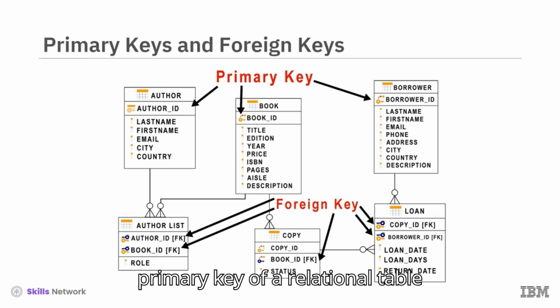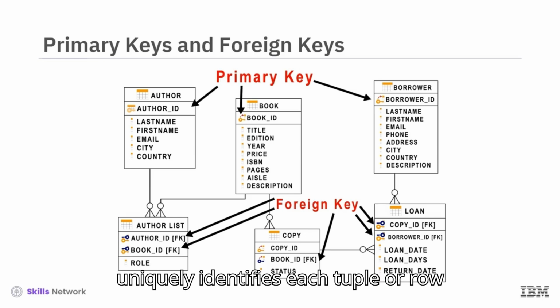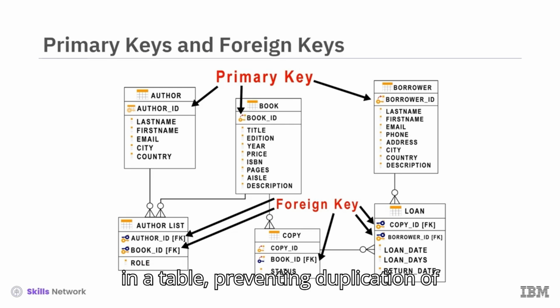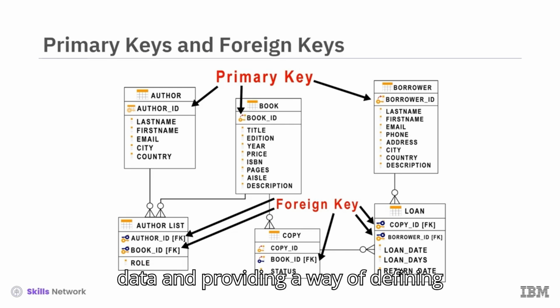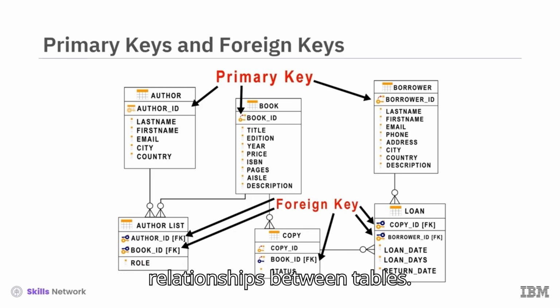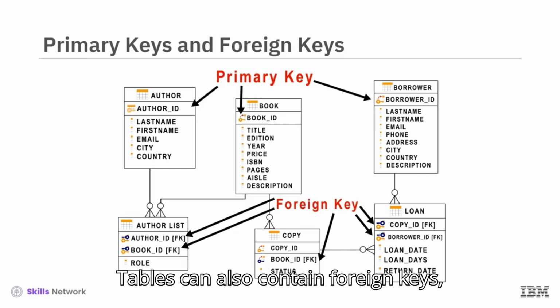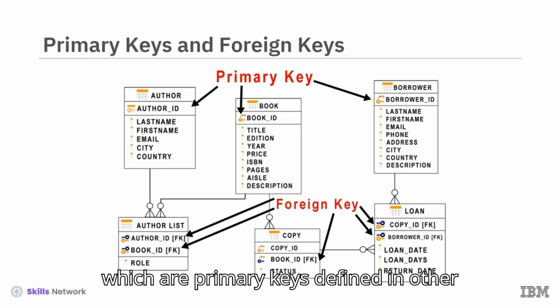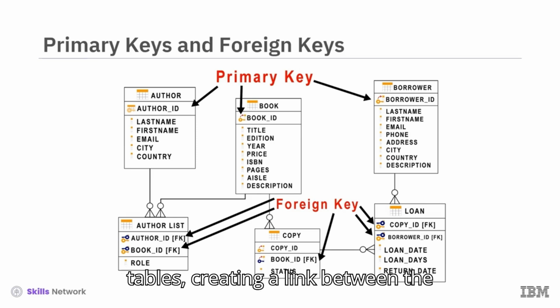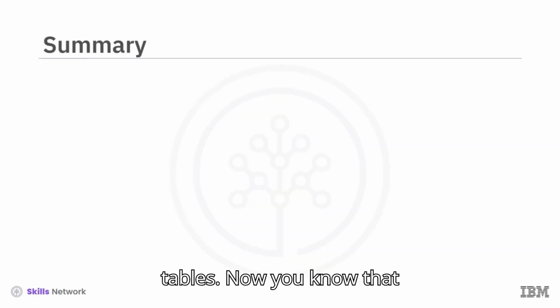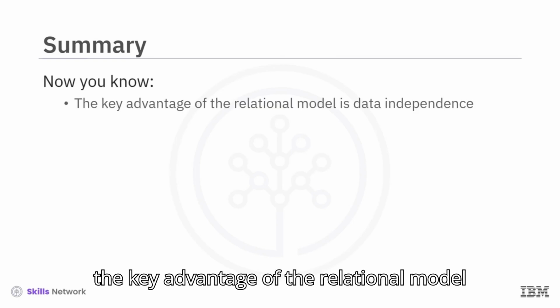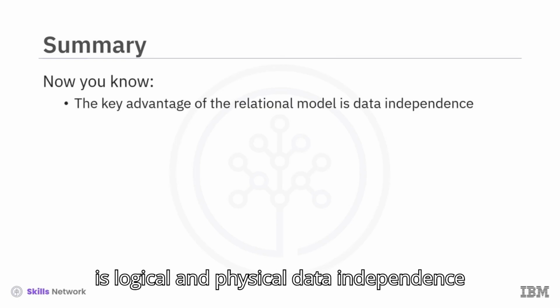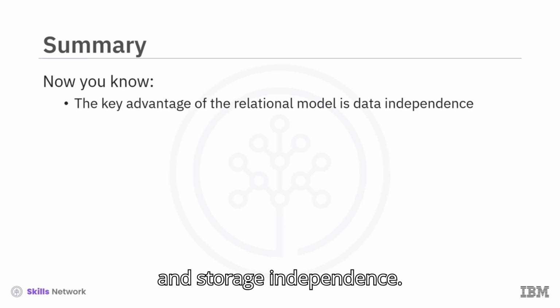The primary key of a relational table uniquely identifies each tuple or row in a table, preventing duplication of data and providing a way of defining relationships between tables. Tables can also contain foreign keys, which are primary keys defined in other tables, creating a link between the tables. Now you know that the key advantage of the relational model is logical and physical data independence and storage independence.